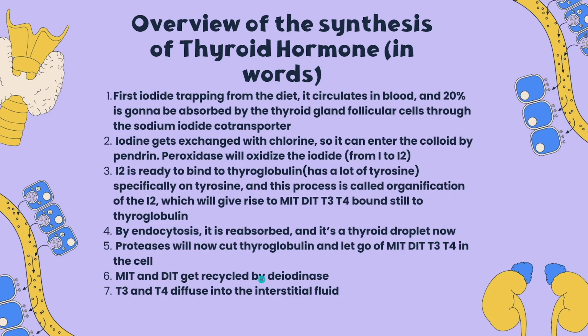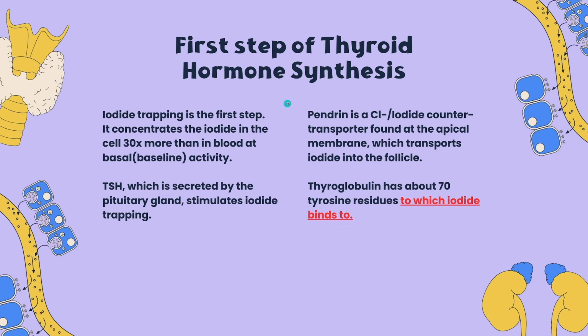This is basically what I just said, very simplified into words. First step, already mentioned it. What I need you to focus on that I did not mention is that thyroglobulin has 70 tyrosine residues, and iodine, not iodide, with an N, binds to these tyrosine residues. At basal activity, it concentrates 30x. I mentioned that, but I'm going to mention it again. We need to emphasize these things.